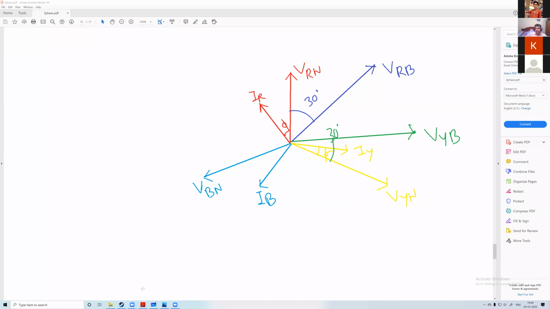Only difference is that, see, in the last case of the phasor diagram IR was in this direction because it was lagging. Now it is leading. So IR is in this direction. Similarly, IY was there. Now it is here because it is once again leading. Right. So what will W1 read? What will W1 read now?